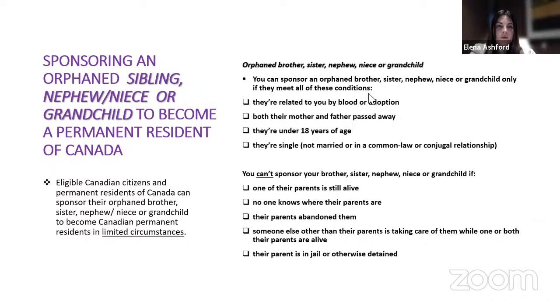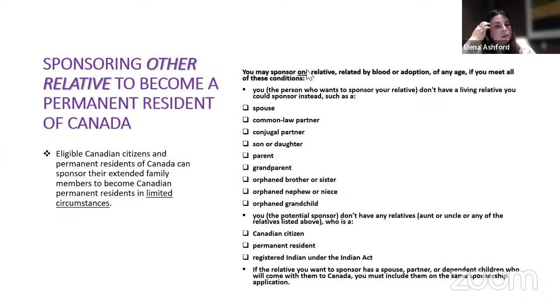There is a question about the Lonely Canadian program, and that is actually pertaining to my next slide. That's what I was going to speak on. So the Lonely Canadian program, essentially here we're talking about sponsoring other relatives to become permanent residents of Canada. And it's very limited circumstances, again, that you can sponsor your relative under this program. So you may sponsor one relative only, related to you by blood or adoption, of any age, if you meet the criteria that I listed here. And this is from the IRCC website, word by word.